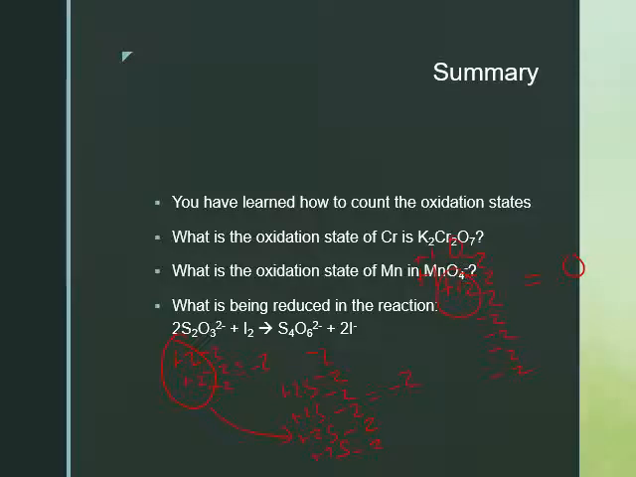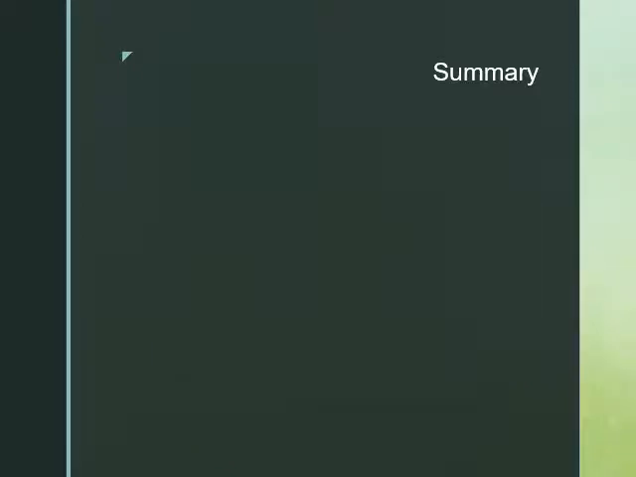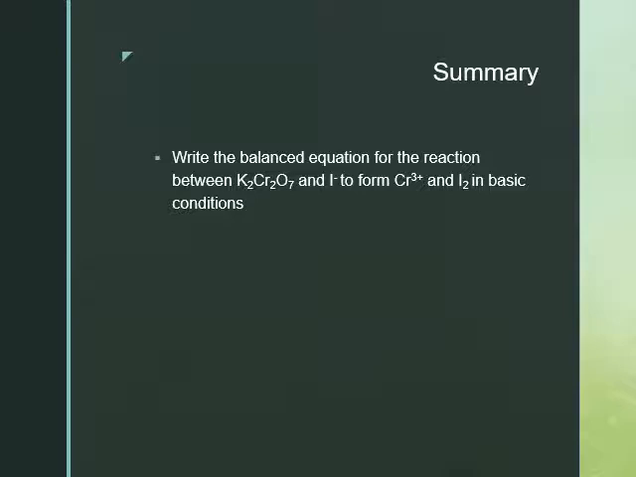This one is oxidized. This is from 0 to -1. This is reduced. So what is reduced? Iodine is reduced. Its oxidation state has changed from 0 to -1. Okay, you try yourself for the following and then we will continue from here.